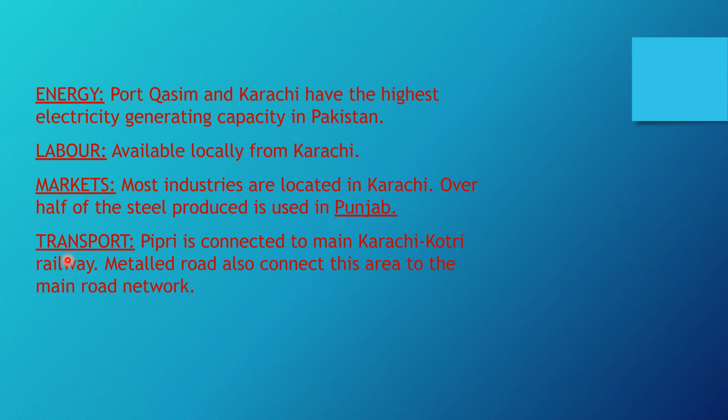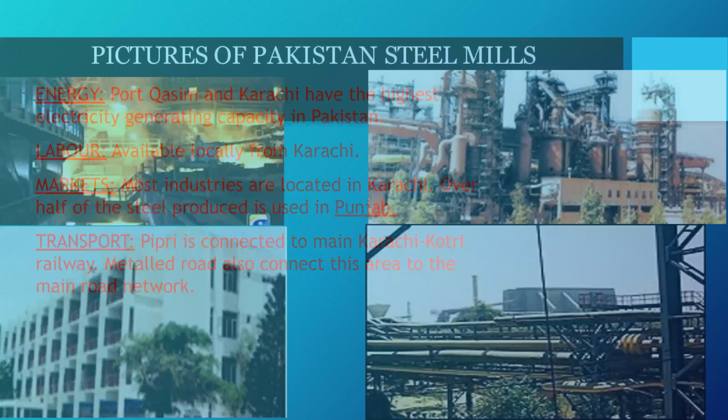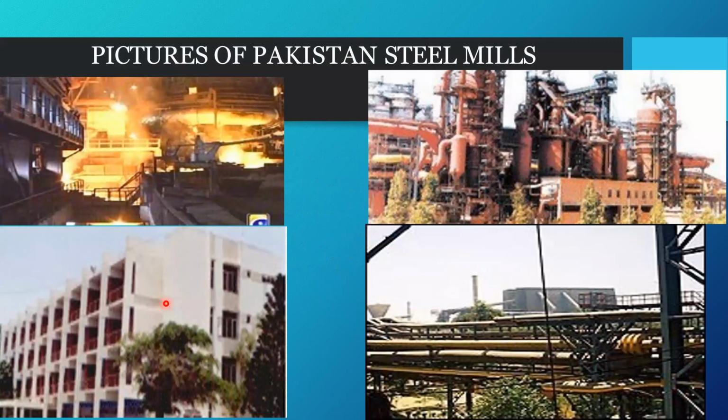Acha, talking about transportation, how the output is transported. So Pipri is connected to a railway line, so railways are used for transportation. Also, there is a proper road network available, so road transportation can be used herein as well for the transportation of output to the market. This is how the steel mill of Pakistan looks like.